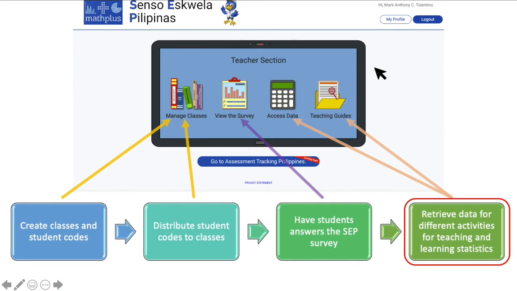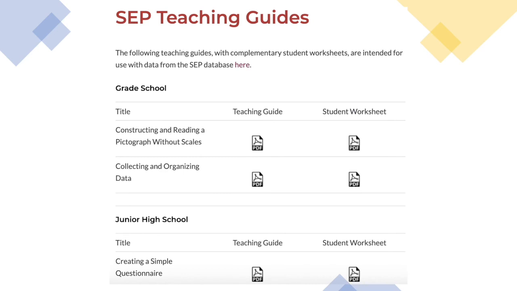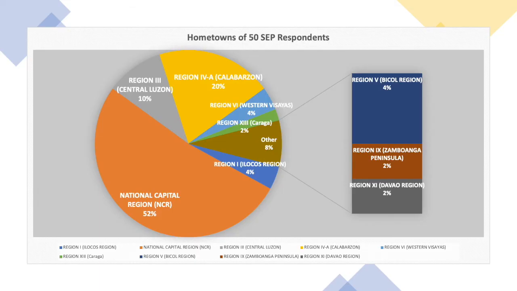Now, let's look at the teaching guide section of the website. In this section, you will see teaching guides and student worksheets for different topics in the grade school, junior high school, and senior high school levels. These teaching guides and student worksheets are aligned with the DepEd most essential learning competencies. These are sample graphs that you can create using the SEP data.